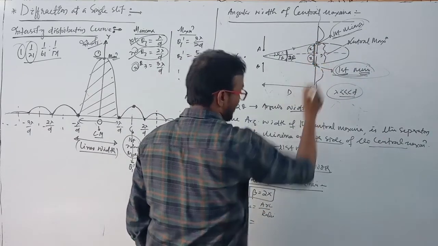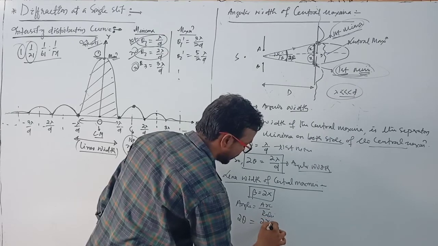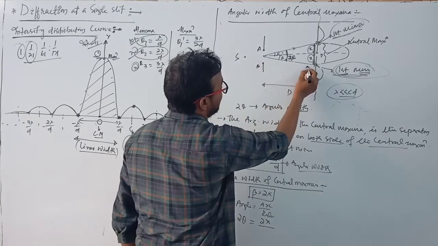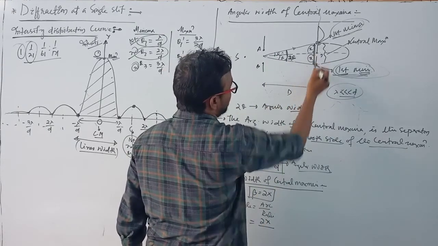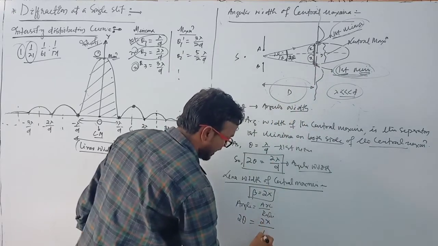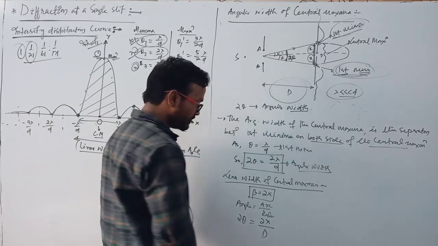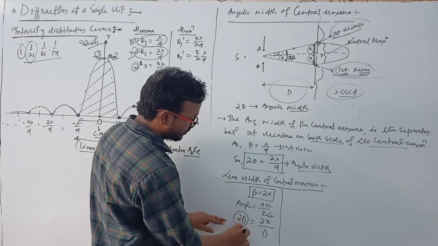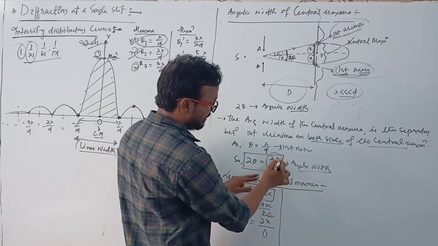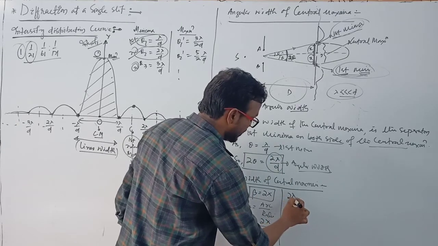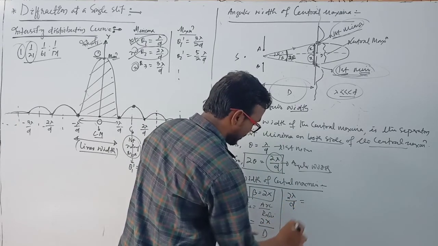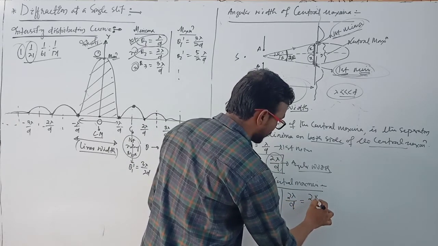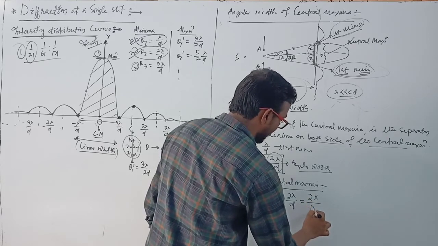And here the arc is 2x. So we can write 2x divided by radius, and because this point is very close, the radius we can write as D. Clear? Okay. Now the value of 2 theta we already know, this is 2 lambda by d. So we can write 2 lambda by d equals 2x by capital D.